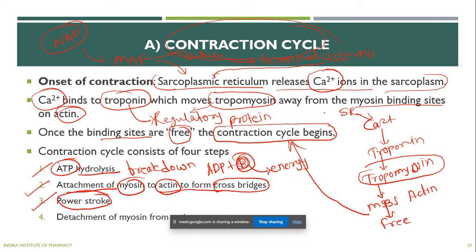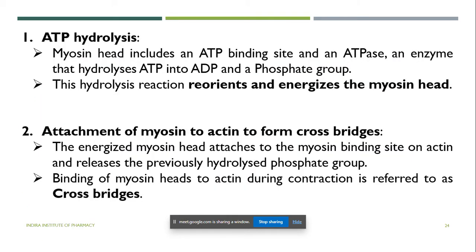Once the cross bridge is formed, the third step is the power stroke. You will understand what the power stroke is. Then the fourth step is detachment of myosin from the actin. Once the power stroke happens, the myosin detaches from the actin. We will see each and every step in detail. Please understand, all of these steps will happen only when the myosin binding sites of the actin become free.